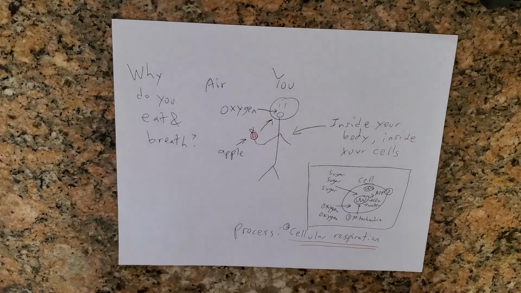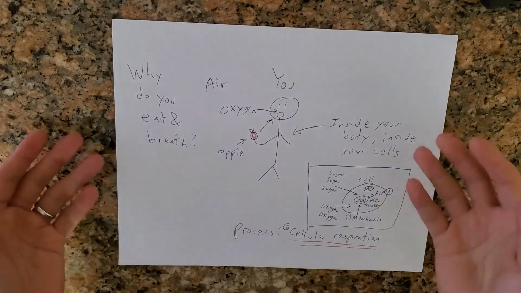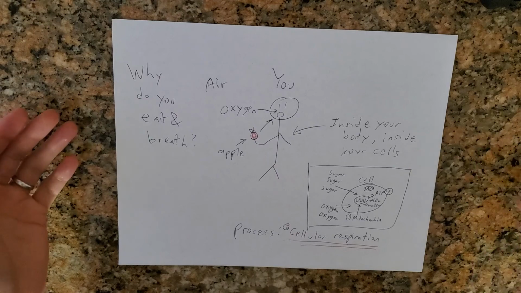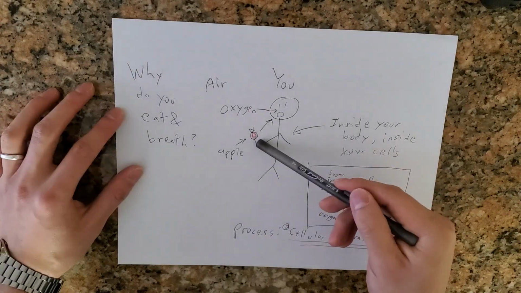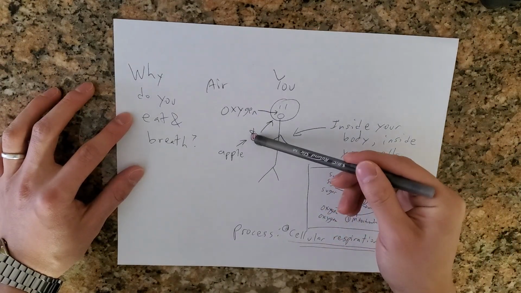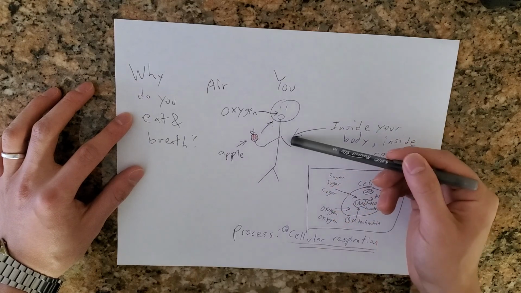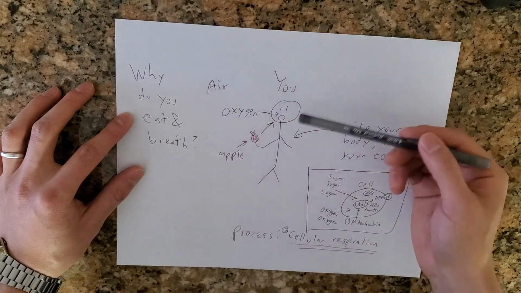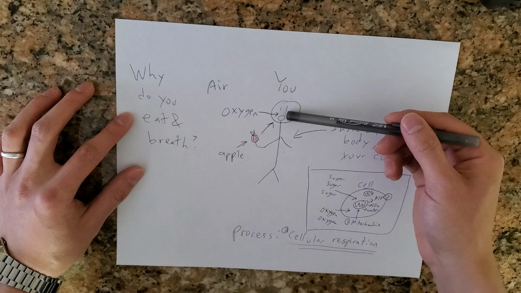Every day you need to eat and you need to breathe. But how does eating and breathing help you survive? So, for example, when you eat an apple, you're able to get the molecules inside the apple into your body. And when you breathe in air, you can get the molecules in the air inside of your body.